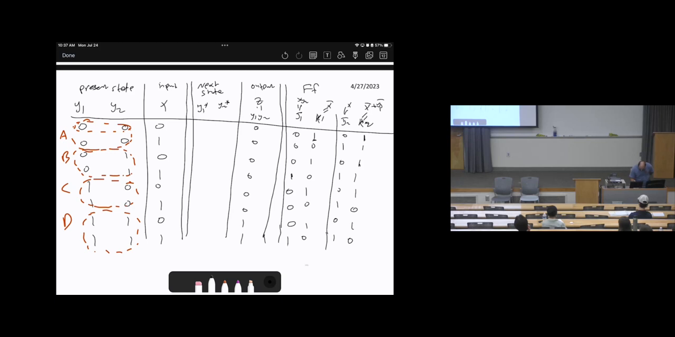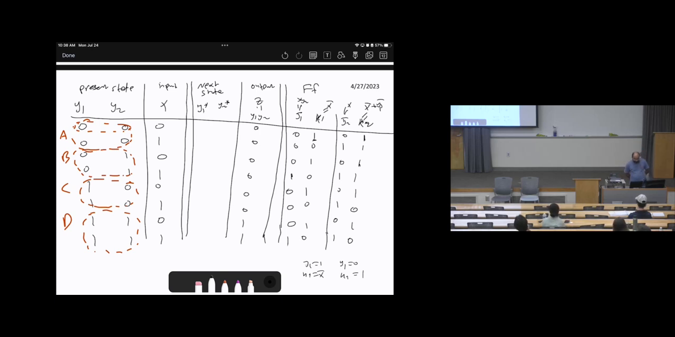Because actually, when Y1 equals 0, this will make K2 equal to 1. Because 0 bar will be 1, then 1 plus any number will be 1. So the first 4 rows will be 1. After that, when Y1 is 1, K2 will be X bar. So it will be the opposite of X. So here 0, 1, 0, 1, it will be 1, 0, 1, 0. Okay, that's it.